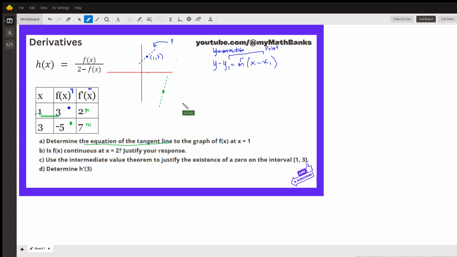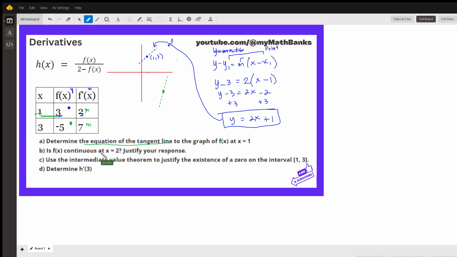So let's find the equation for number 1, letter A. So y minus your y1, which is 3, equals your slope, which is 2 because that's your slope at that point, times x minus 1. Let's simplify this: y minus 3 equals 2x minus 2. You add 3 on both sides. So therefore, y equals 2x plus 1. This is the equation of that blue tangent line, which is the answer to letter A.